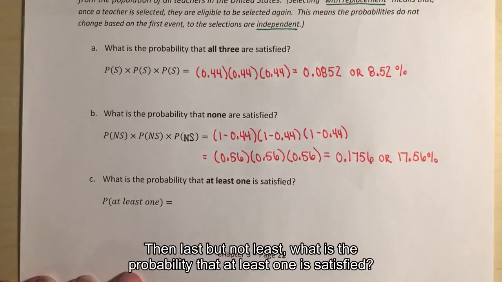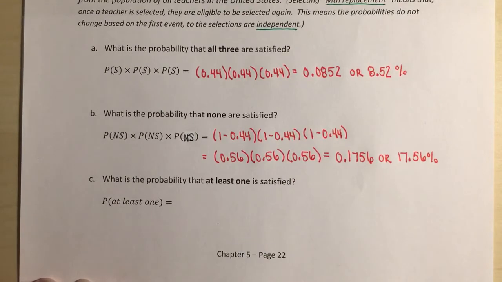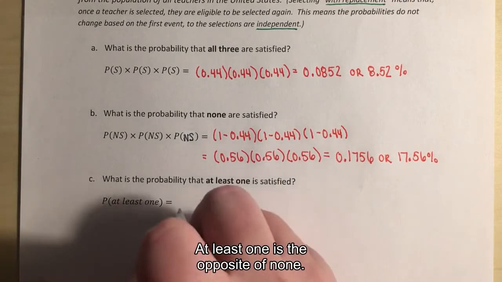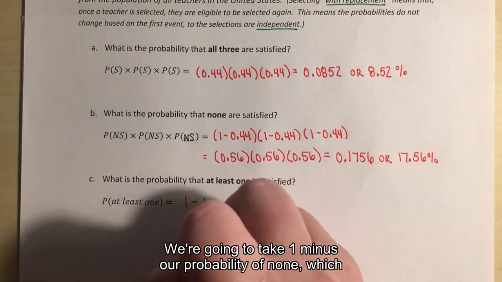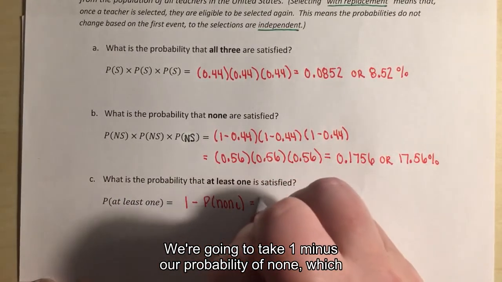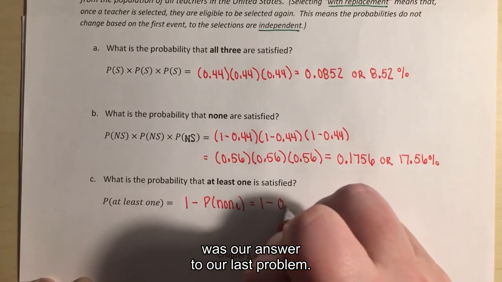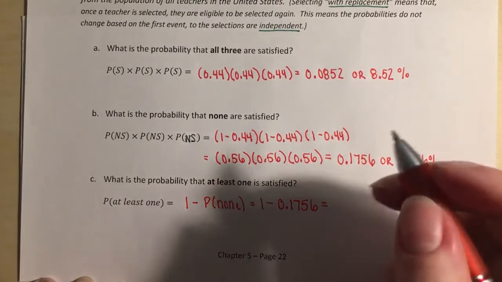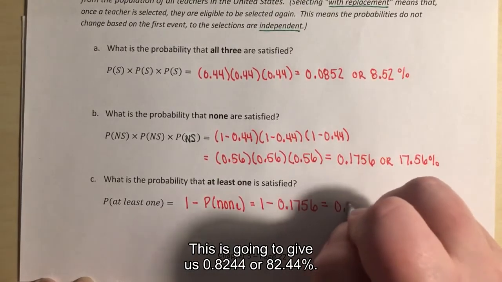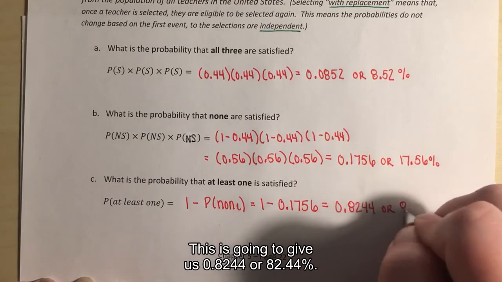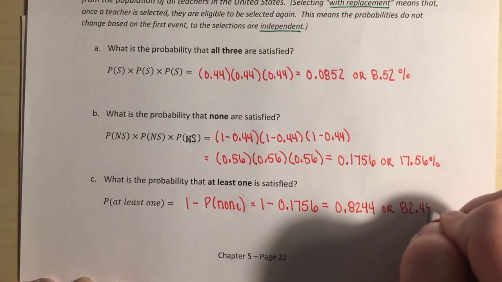All right. Then last but not least, what is the probability that at least 1 is satisfied? So again, we're using our idea of complement. At least 1 is the opposite of none. So we're going to take 1 minus our probability of none, which was our answer to our last problem. And this is going to give us 0.8244, or 82.44%.